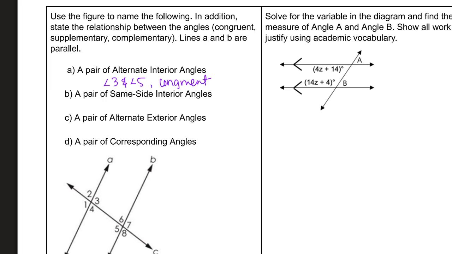Next one is asking for same side interior. So when we're saying same side, we mean on the same side of the transversal and on the inside. So for instance, 3 and 6 would be same side interior. 4 and 5 would also be same side interior. And remember that same side interior angles are supplementary.